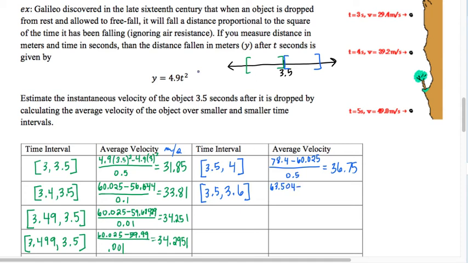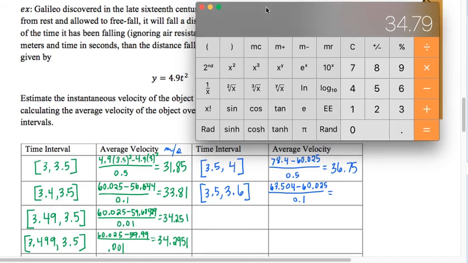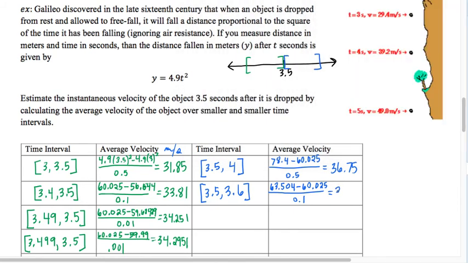That's minus what we get when we plug in 3.5 squared, which we already know is 60.025. And this is a time interval of 1/10 of a second, so we'll divide by 0.1. So we've got that, then minus 60.025 gives us that, divided by 0.1 gives us 34.79. Okay. So these numbers are approaching 34 point something. Okay, we'll get a close idea here.